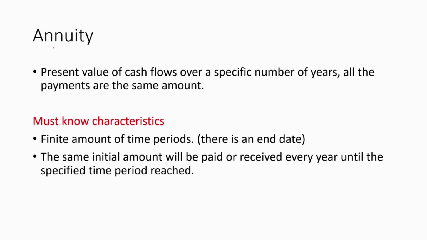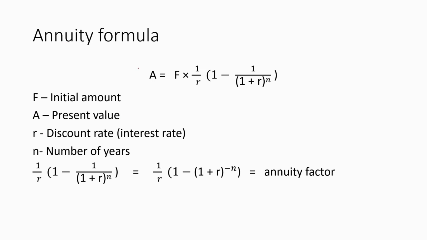Now let's discuss annuity. An annuity is the present value of cash flows over a specific number of years. All the payments are the same amount. These are the characteristics of the annuity. You must know these characteristics. It is most likely that these will be tested in your exam. Finite amount of time periods, which means there is an end date. The same initial amount will be paid or received every year until the specified time period is reached.